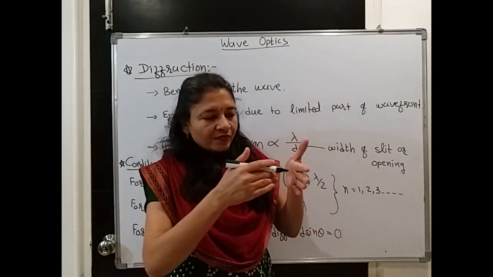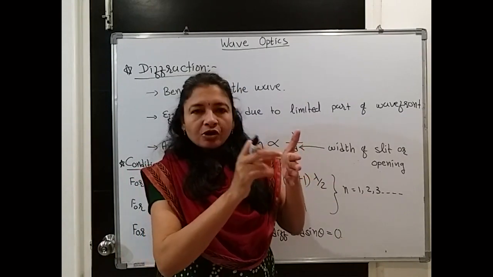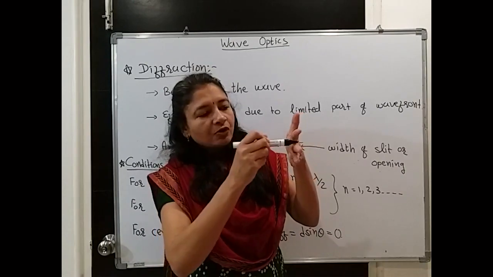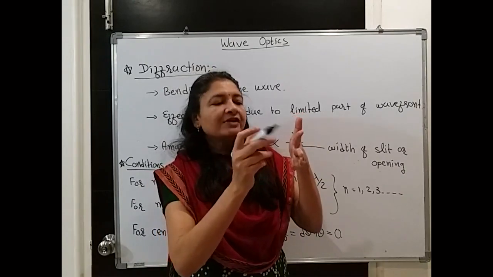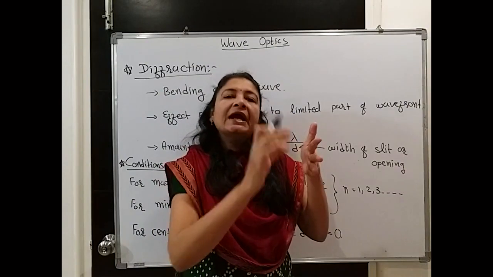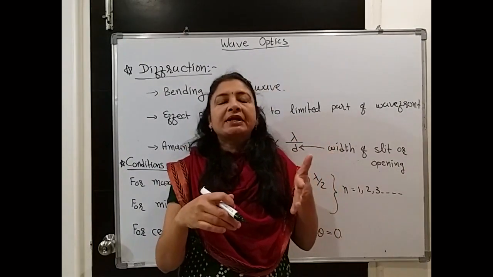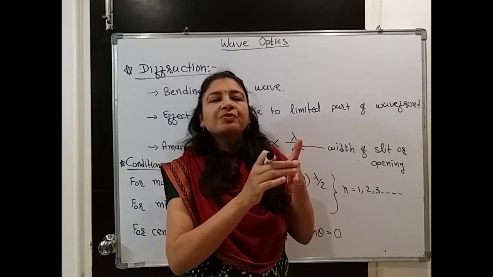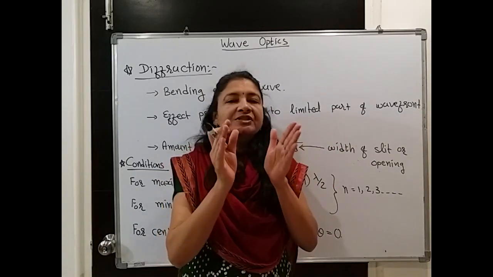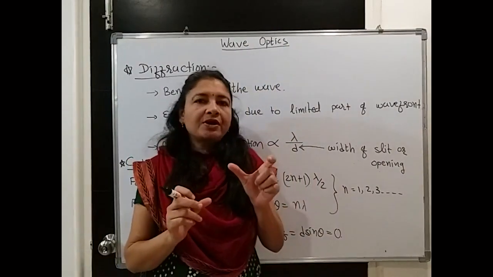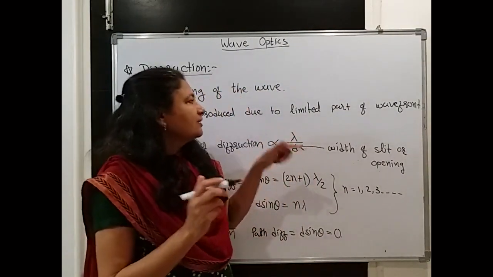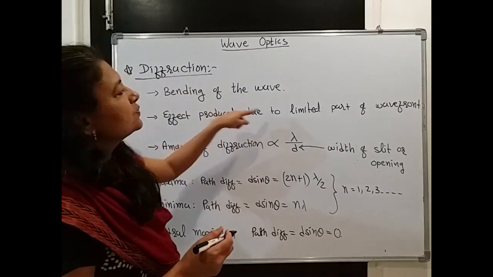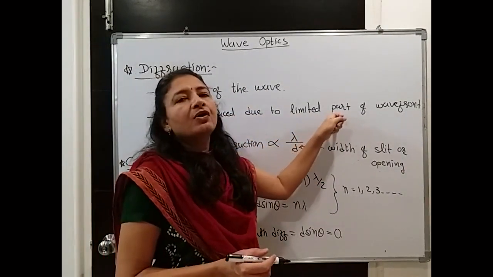So when a wavefront is passing, a small portion of the wavefront, suppose a slit is here, then a small portion of the wavefront will pass through that slit, and due to that these diffraction patterns are produced. So not the whole wavefront is producing the diffraction, but a limited part of the wavefront. So we can say that diffraction is the effect produced due to a limited part of the wavefront.